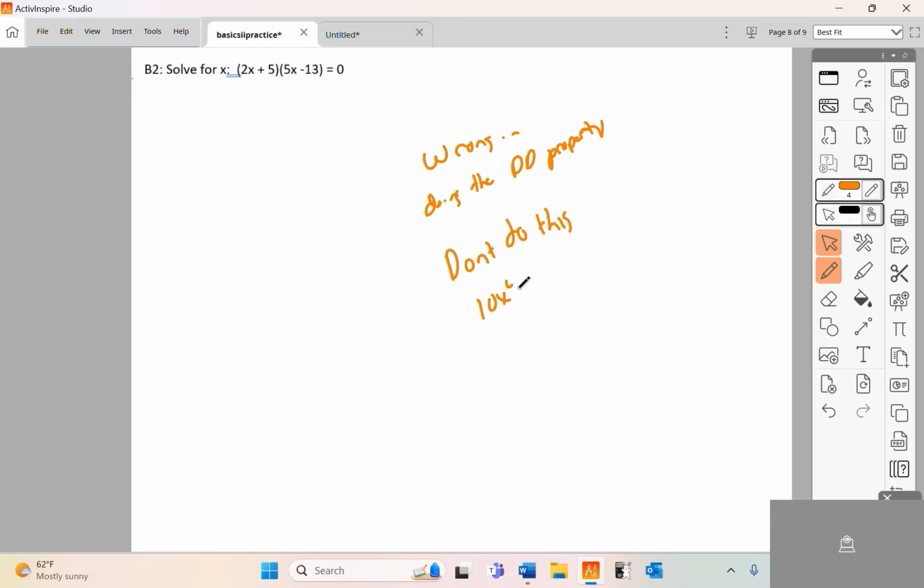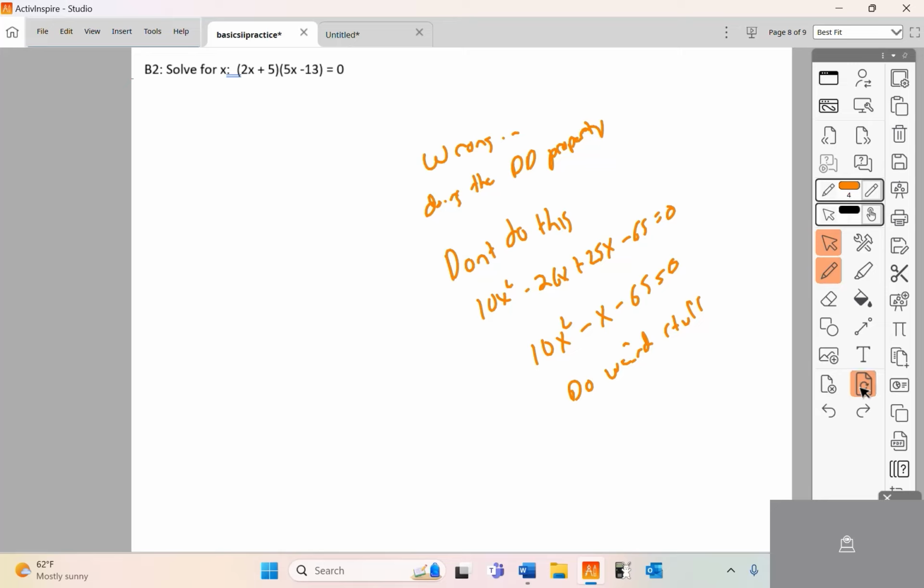10x squared minus 26x plus 25x. Let's see what we got here. Minus 65 equals 0. 10x squared minus x minus 65 is 0. And then you see some kids do some really weird stuff that nobody has ever instructed you on. It's complete garbage. It's just absolute garbage.